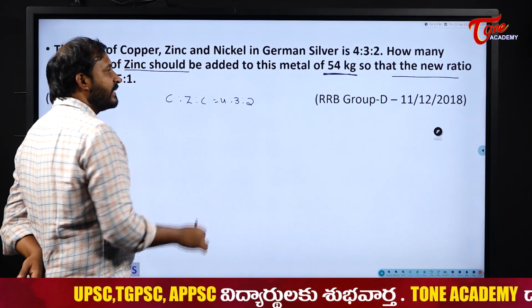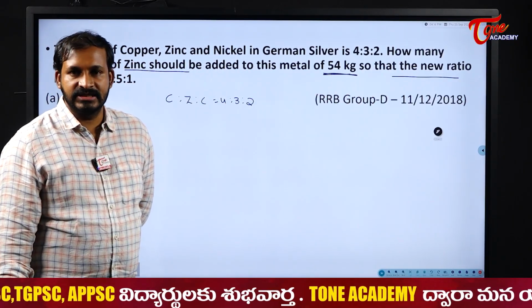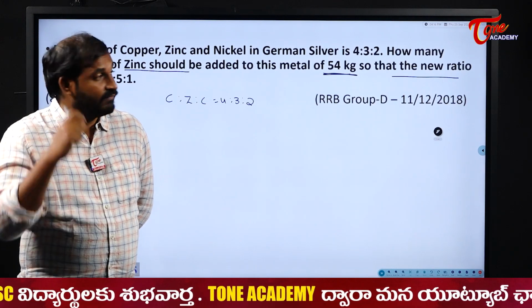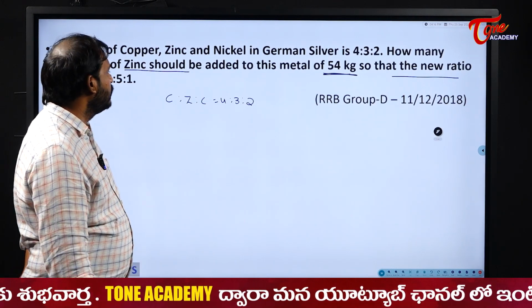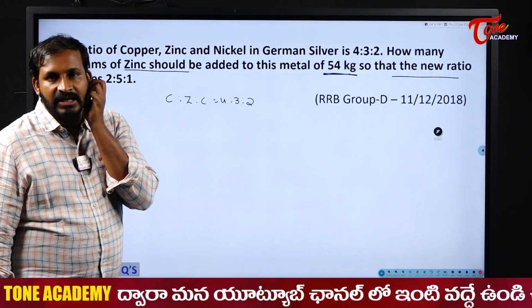That means the present metal is 54 kg. So that the new ratio becomes what? 2 is to 5 is to 1. That is the new ratio.